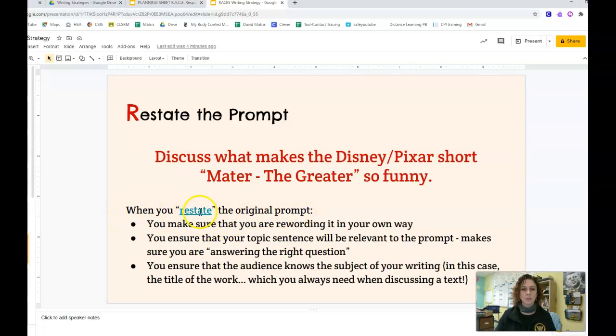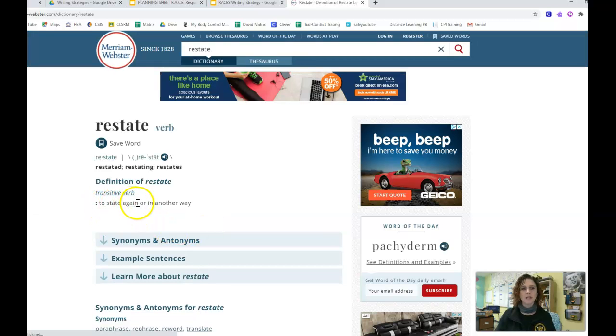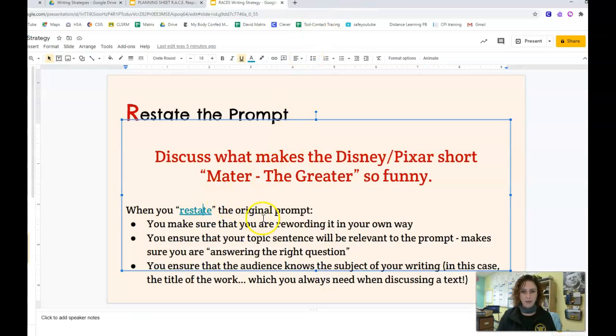When you restate the original prompt, and I want to clarify that restate is to state again or in another way. And I want to highlight here, in another way. When you restate a prompt, I want you to make sure that you are putting it in your own words. You are not exactly writing it word for word the way it was originally stated. Okay? Especially if it's stated as a question, because then your first sentence isn't going to be a statement. It's going to be a question, and that's a problem. All right? So you're going to restate the prompt. Make sure that you are rewording it in your own way.